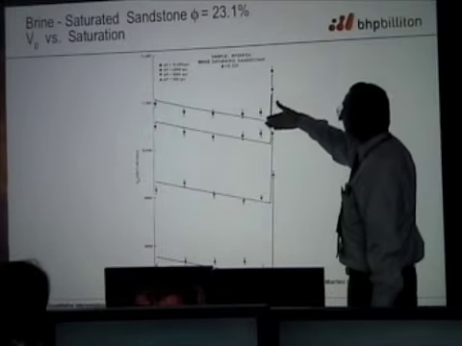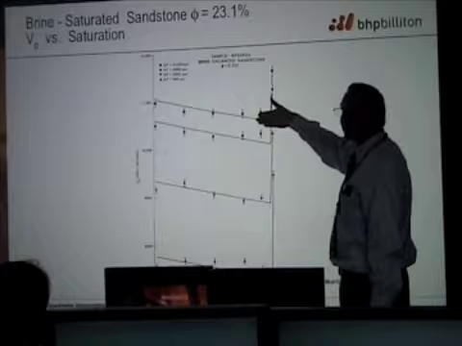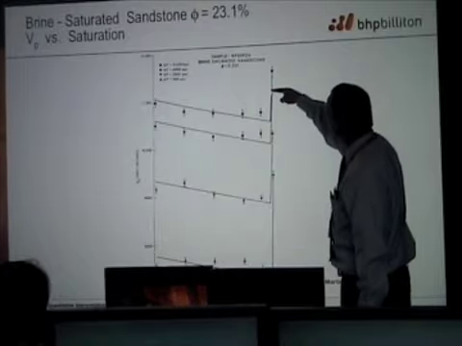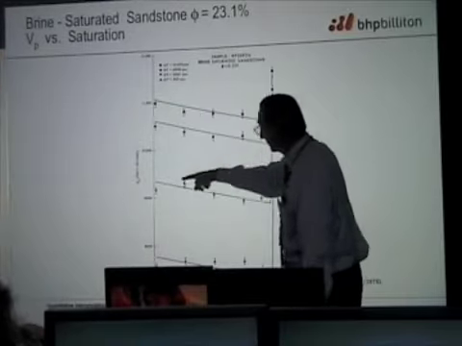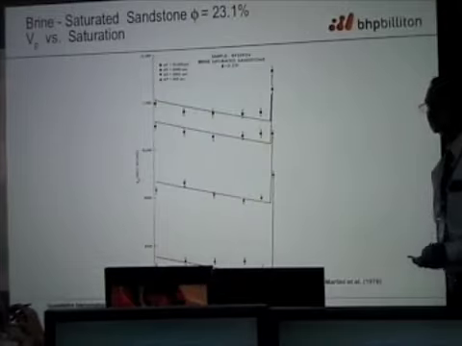The P velocity drops like it's supposed to drop. Right? This point is higher than that point. This point is higher than that point. This point is higher than that point. That's what it's supposed to do.